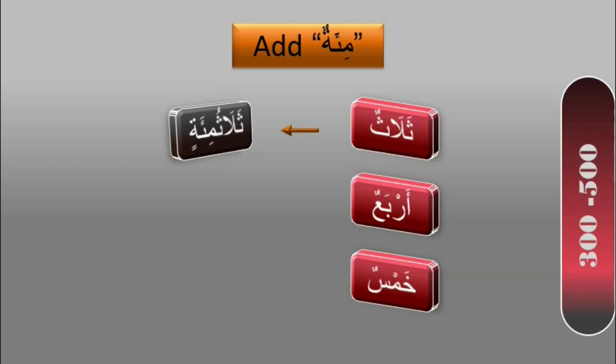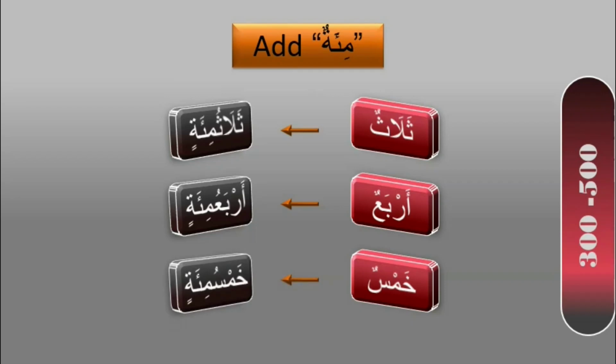Similarly, we have 4, أربع, so we'll add mi'atun at the end. So أربع, we added mi'a, it became أربع مئة. أربع, 4, أربع مئة, 400. Similarly, خمس, 5, we add mi'atun at the end, it became khamsu mi'atin. Khamsun, 5, khamsu mi'atin, 500.